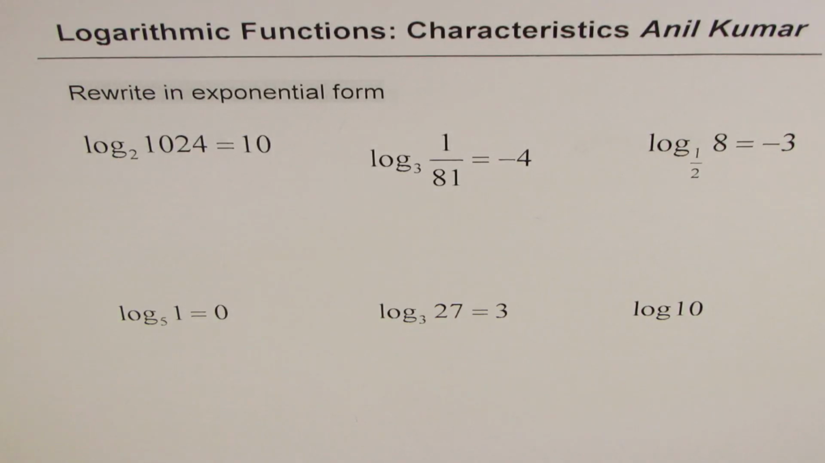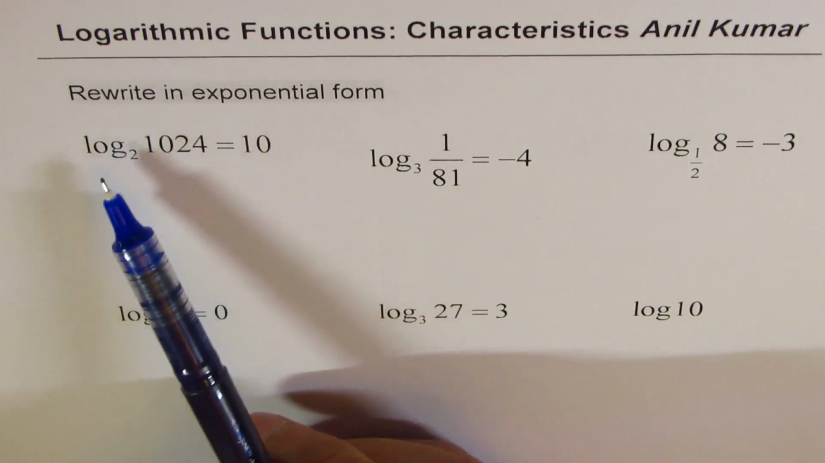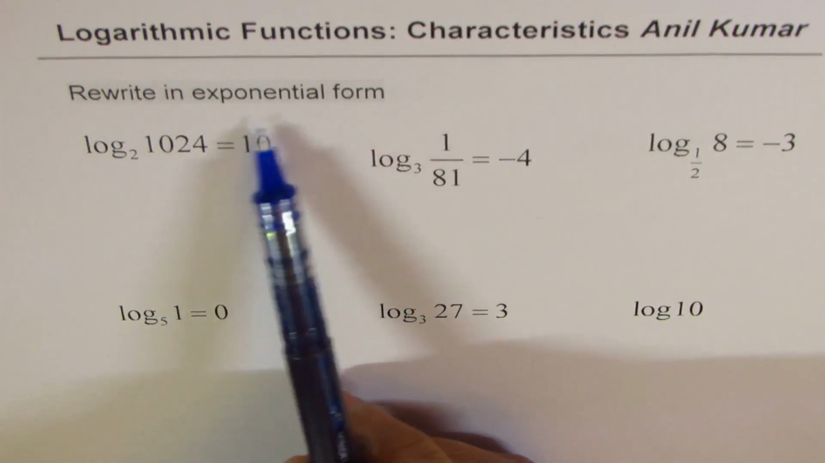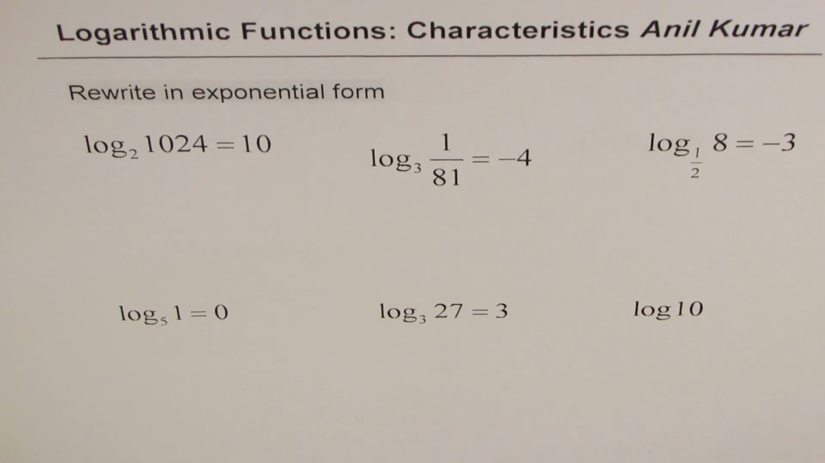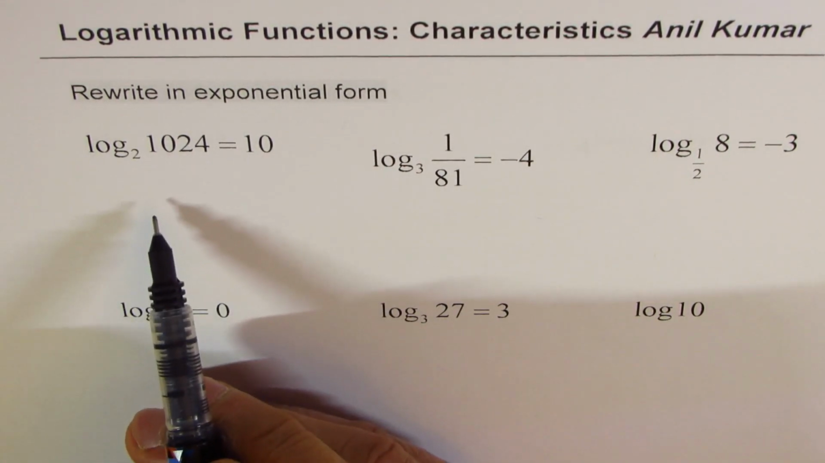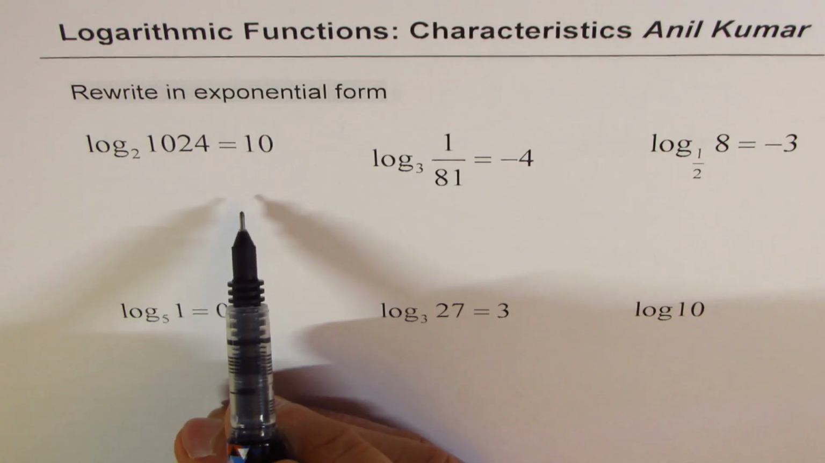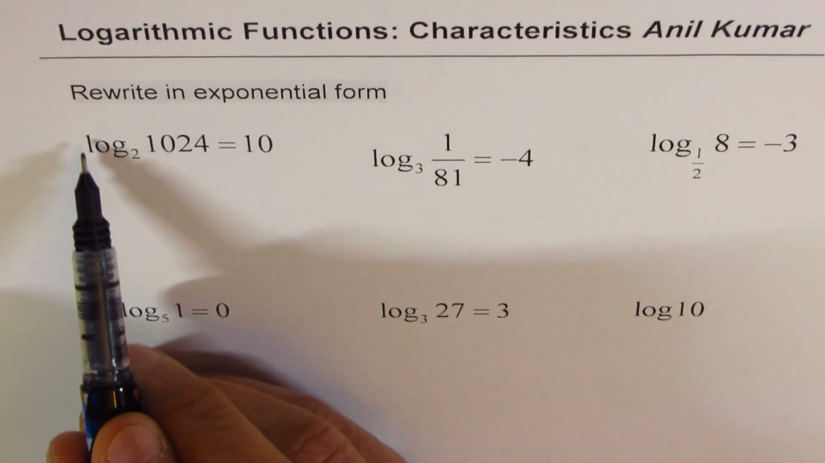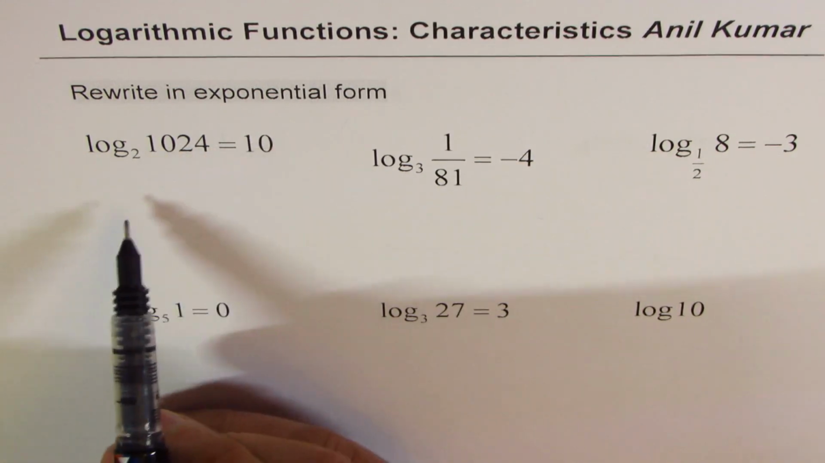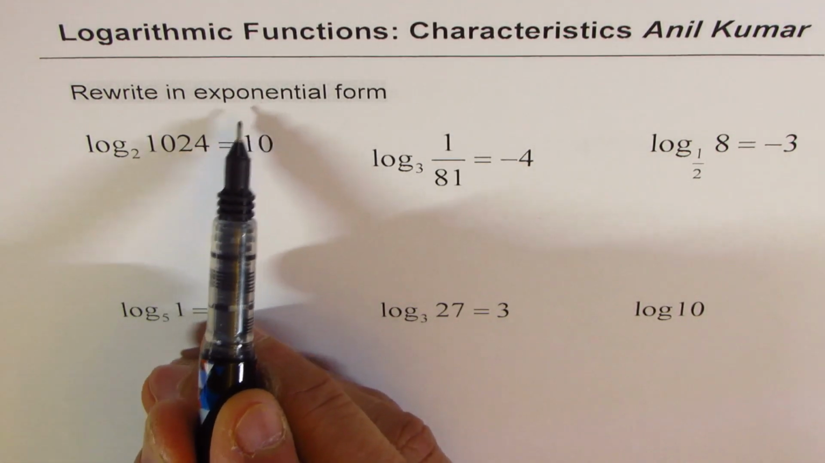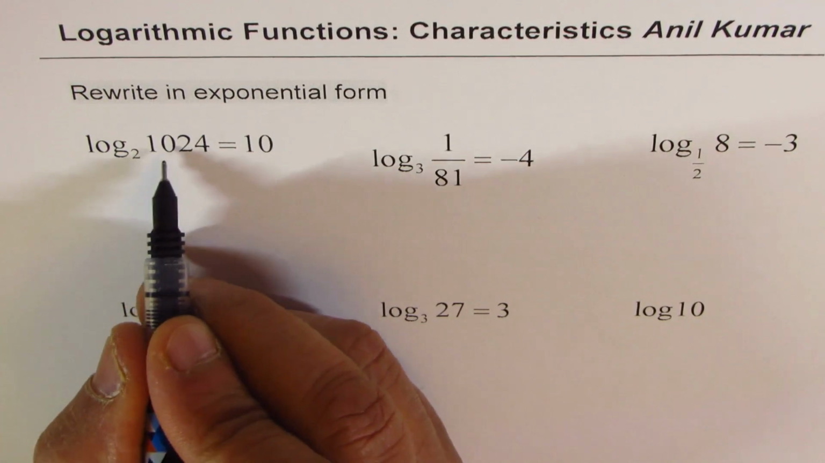Now let's do a few more examples, and this time we are getting back to writing logarithmic functions as exponential forms. This is very simple, but it helps you to understand how to solve logarithmic equations which are about to come now. So if you have log to the base 2 of 1024, we know the answer is 10. If I have to write it in exponential form, I can write like this.